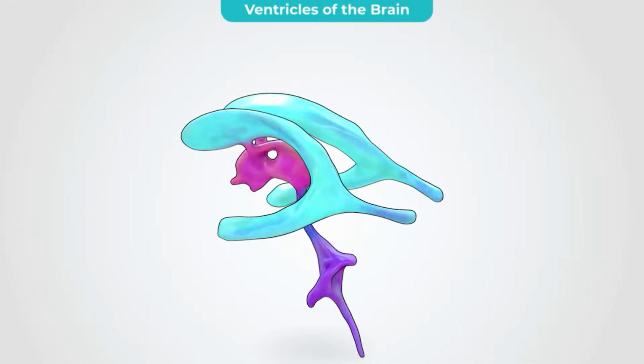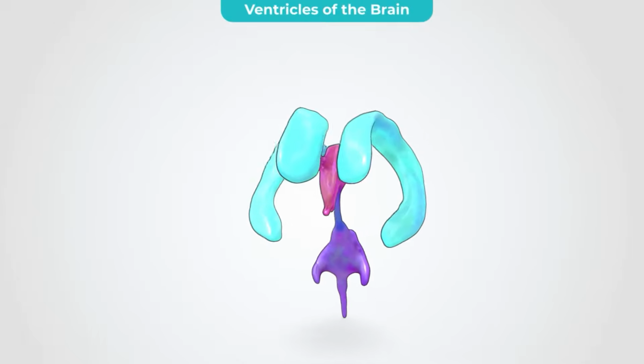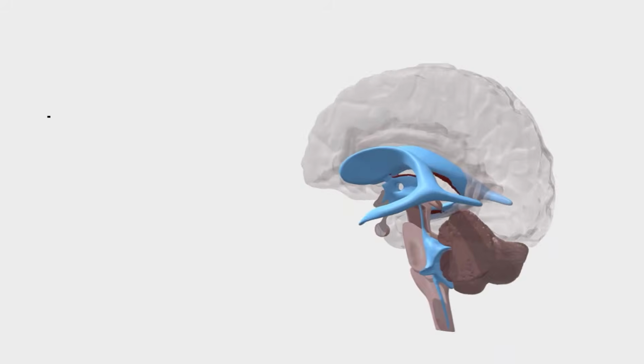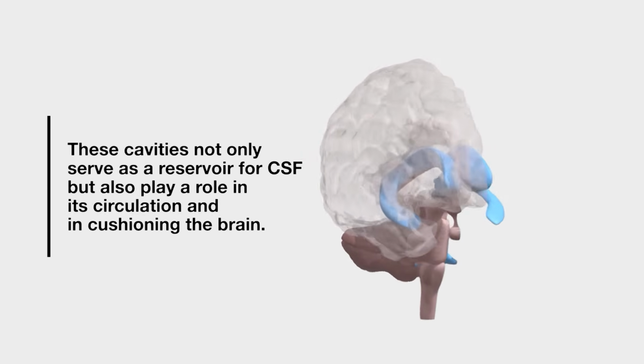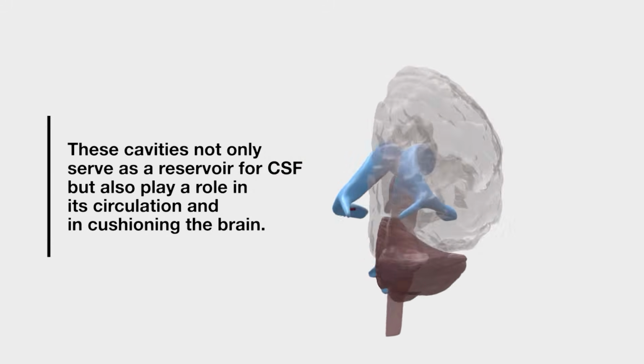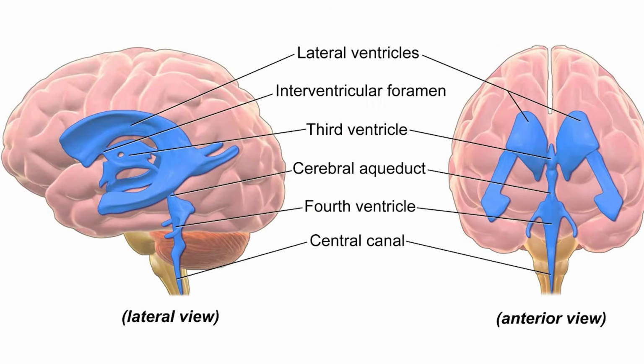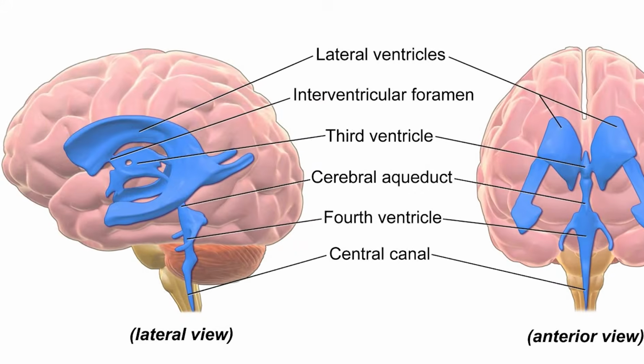Ventricles. The ventricles of the brain are a connected system of cavities filled with cerebrospinal fluid, CSF. These cavities not only serve as a reservoir for CSF but also play a role in its circulation and in cushioning the brain. Anatomy and structure. The ventricular system comprises four main ventricles.